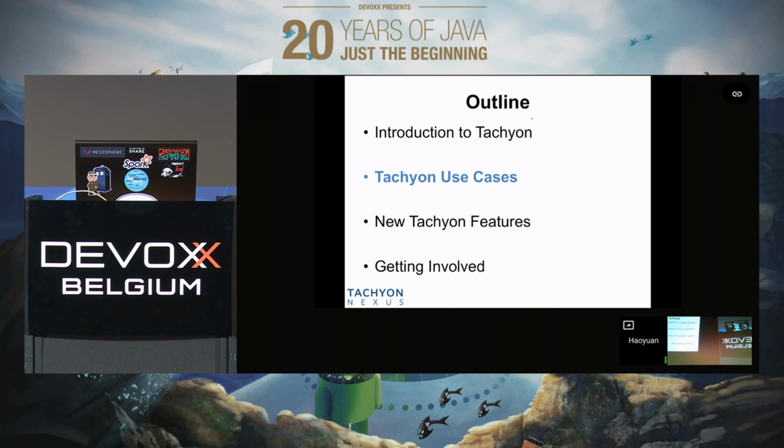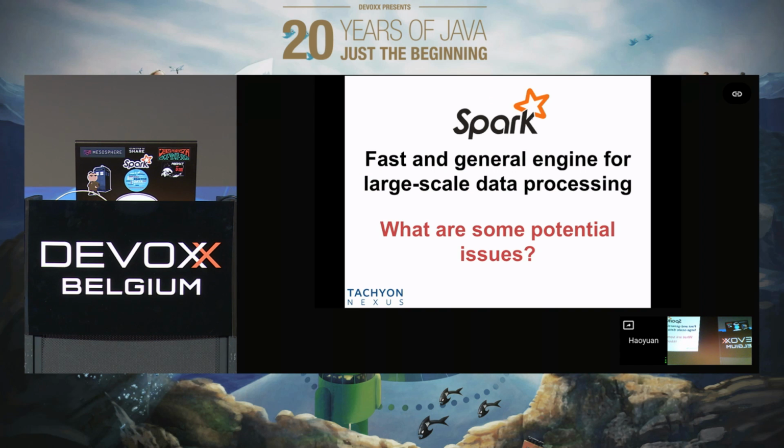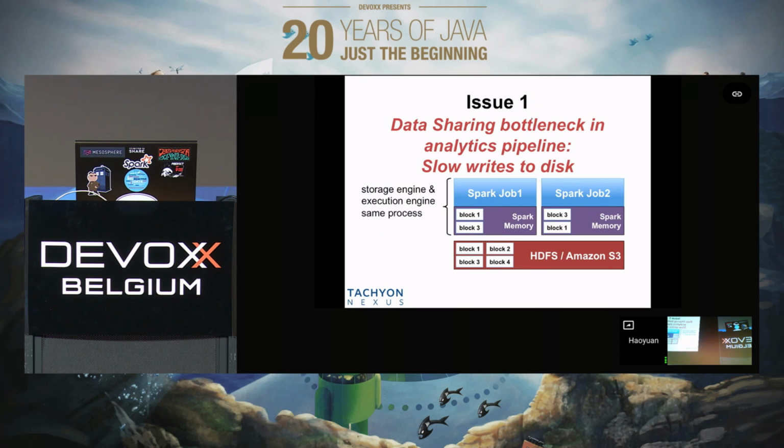Then let's talk about some use cases. Let's first use Spark as an example of how Tachyon works with Spark. Spark is a fast and general engine for large-scale data processing. It's great and has been deployed in many companies, but there are still issues that cannot be resolved using Spark. Say, for example, the first issue. In many companies, you have a complex data analytics pipeline with many jobs inside of it, where one job's output is consumed by another job. The systems use things like Amazon S3 or Apache HDFS to do this data sharing.